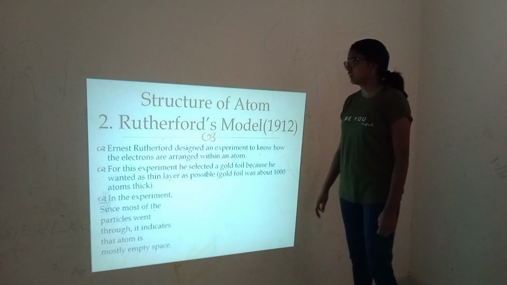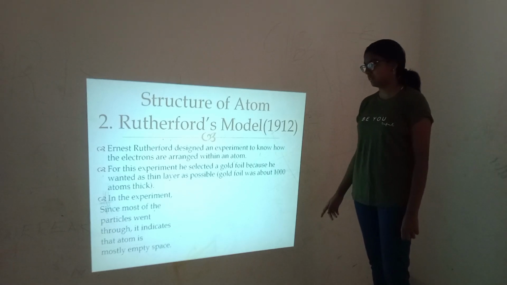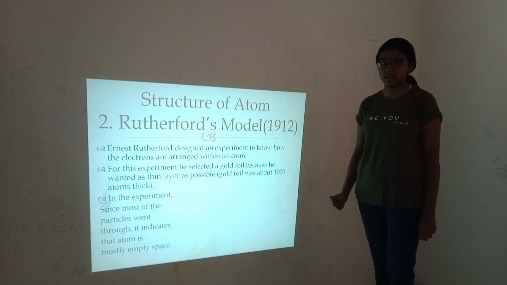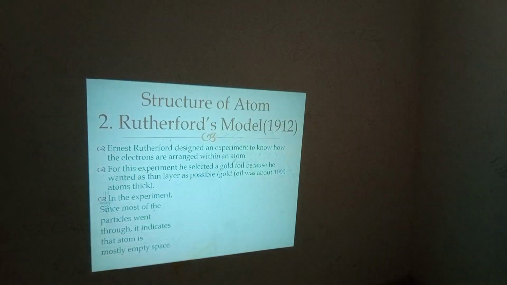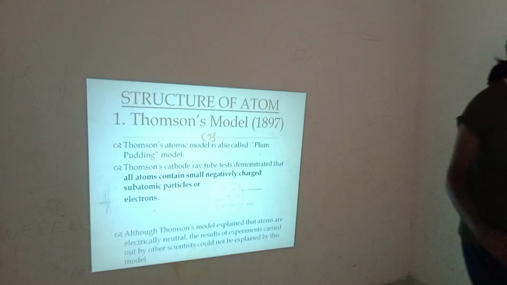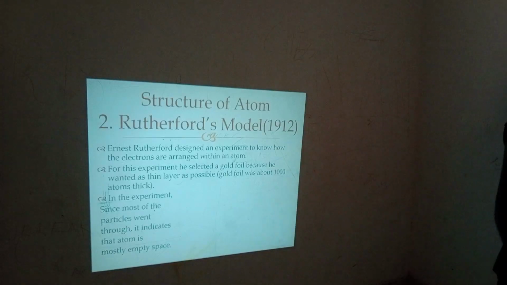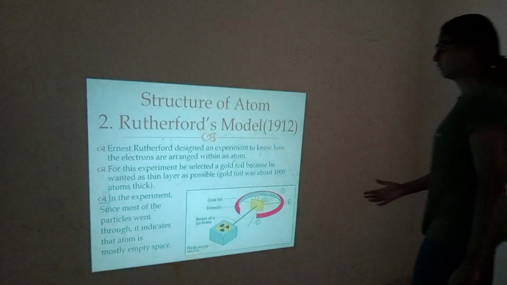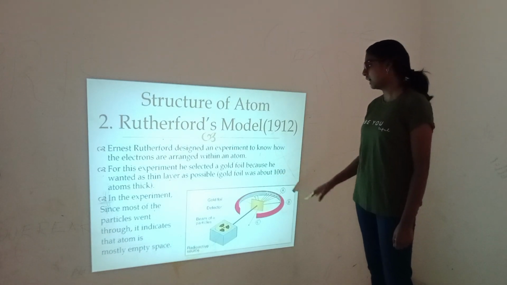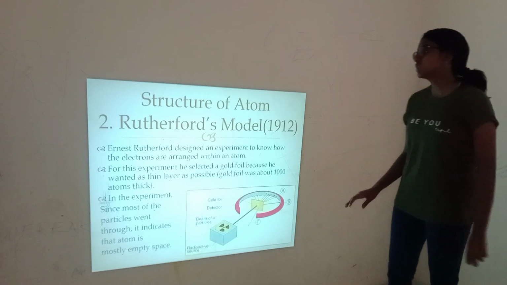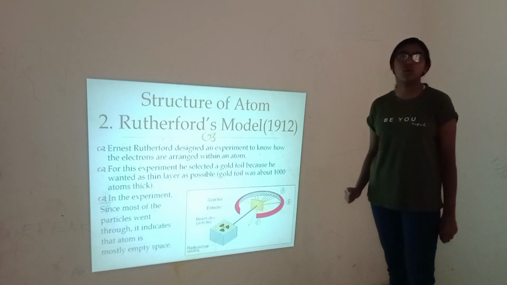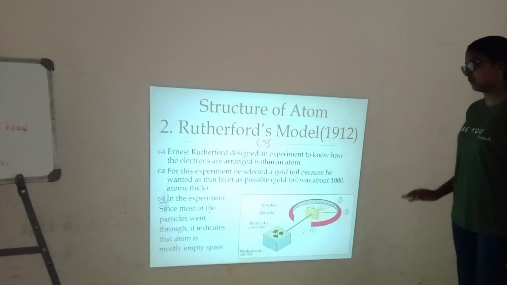Next, we have Rutherford's model, which was given by Rutherford in the year 1912. Ernest Rutherford designed an experiment to prove how the electrons are arranged within an atom, because in the previous model we know that the electrons were unevenly distributed, but to know more definitely how the electrons were arranged, he designed an experiment. For this experiment, he selected a gold foil because he wanted as thin a layer as possible, and the gold foil was about 1000 atoms thick.